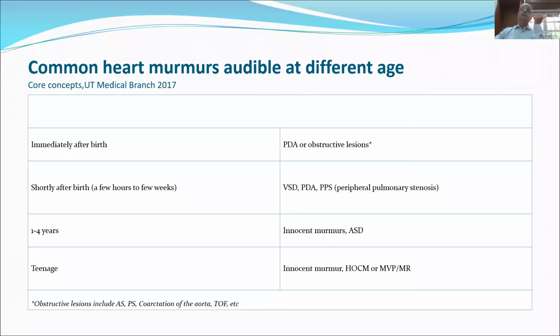When you hear a murmur in the 1 to 4 age group, it's more likely an innocent murmur or an atrial septal defect. In a teenager, when you hear a murmur, it could be innocent. It may be a small VSD or an obstructive lesion, or conditions like hypertrophic cardiomyopathy, mitral valve prolapse or mitral regurgitation. All these can be the reason for the first appearance of a murmur in a teenager.